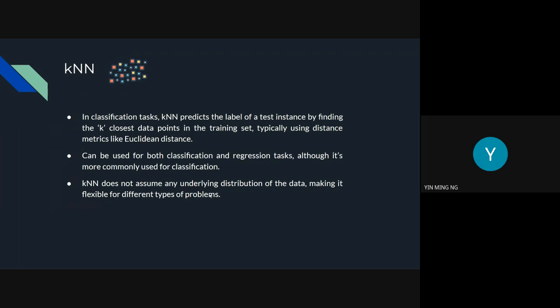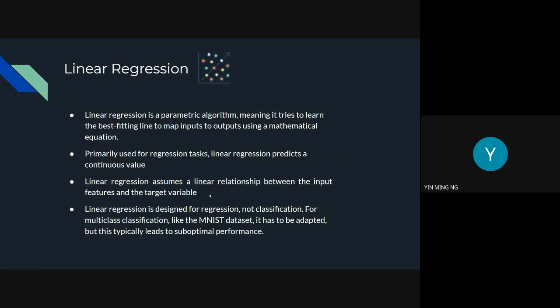Moving on to linear regression. Linear regression is a parametric algorithm, meaning it tries to learn the best fitting line to map inputs to outputs using a mathematical equation. So it is primarily used for regression tasks to predict a continuous value.